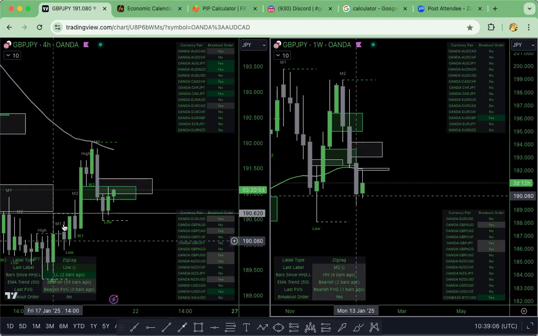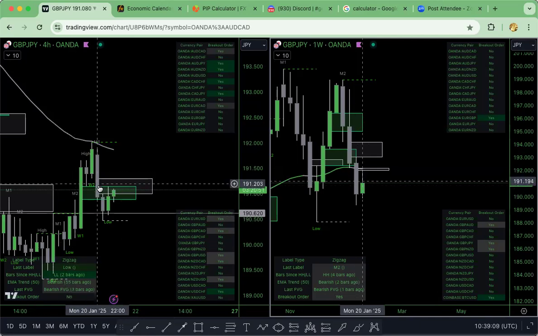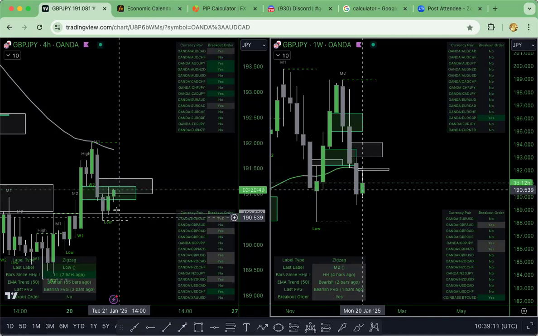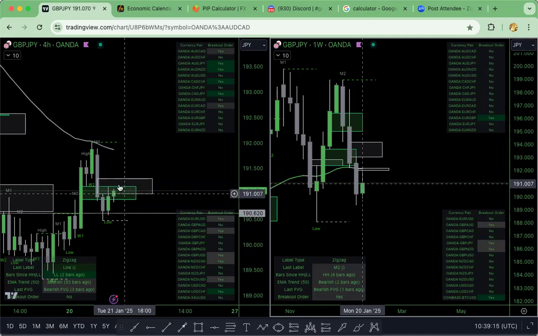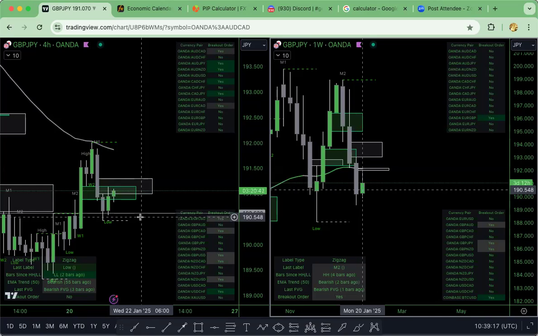And what did we do? We just patiently waited. By Monday coming into Tuesday, we've got a 4-hour FVG. So if you get an M1 entry here or an M2 entry here, boom, now you're looking at a sell trade. So literally on GJ right now, based on a weekly chart, you're just waiting on an M1 or M2 entry.